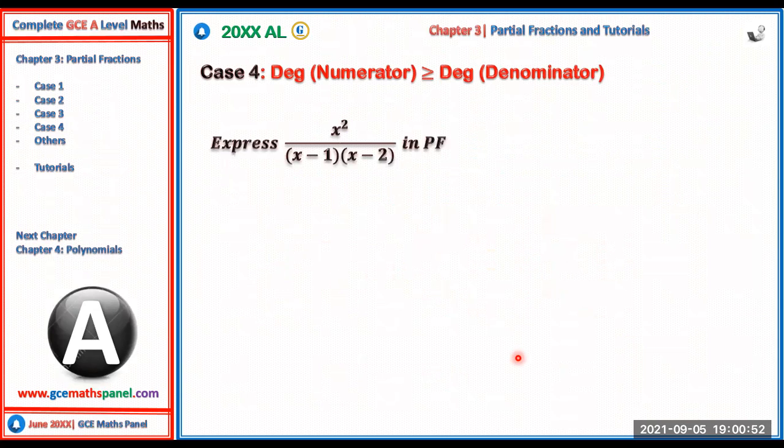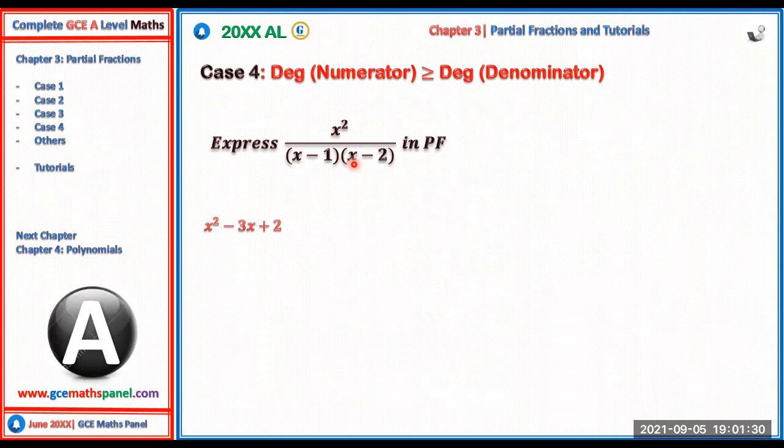Express x squared over x minus 1 times x minus 2 in partial fractions. The degree of the numerator here is x to the power 2, or it is 2, and the degree of the denominator is highest degree in this bracket times highest degree in this bracket. The highest degree is x to the power 1. The term with the highest degree is x to the power 1 also. So x to the power 1 times x to the power 1 is x to the power 2. So in this case, the degree of the numerator and that of the denominator are the same. So we do long division. We expand the denominator first before we do long division. And when we expand, we'll have x squared minus 3x plus 2.